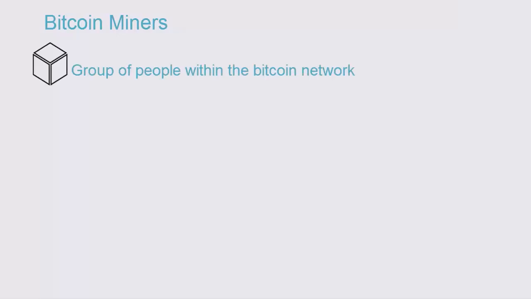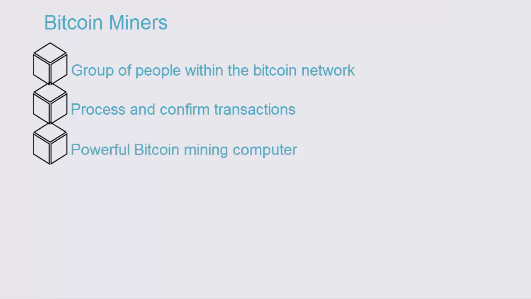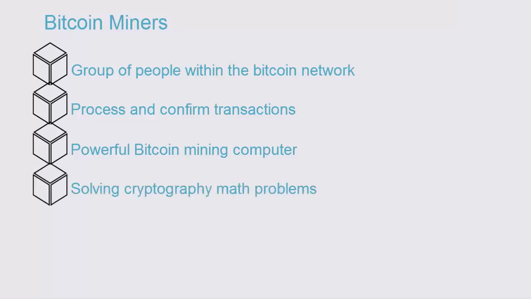Bitcoin miners are a group of people within the Bitcoin network. They process and confirm transactions. Anybody can apply to become a miner. However, it is resource intensive and difficult, especially over the past few years. These miners use very powerful computers designed to mine Bitcoins, and the way they do this is by solving mathematical equations and cryptographic problems, because every one of these transactions needs to be encoded cryptographically.